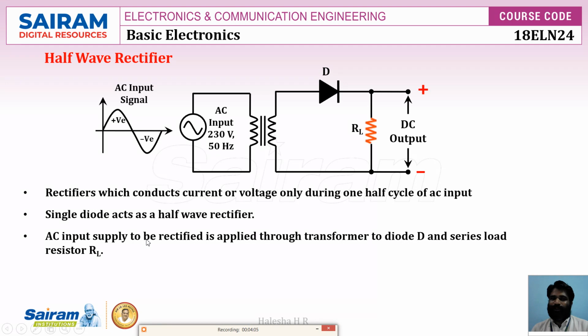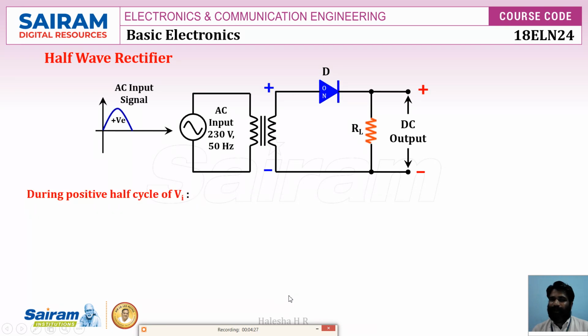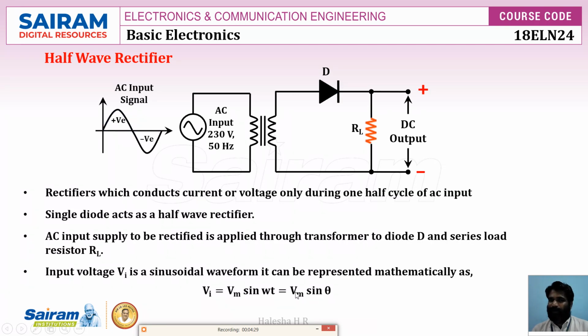That means the AC input supply to be rectified is supplied through the transformer to the diode and series load resistor RL. The input voltage Vi is a sinusoidal wave. It can be expressed mathematically as Vi equals Vm sin omega t or Vm sin theta. Vm is the maximum voltage.